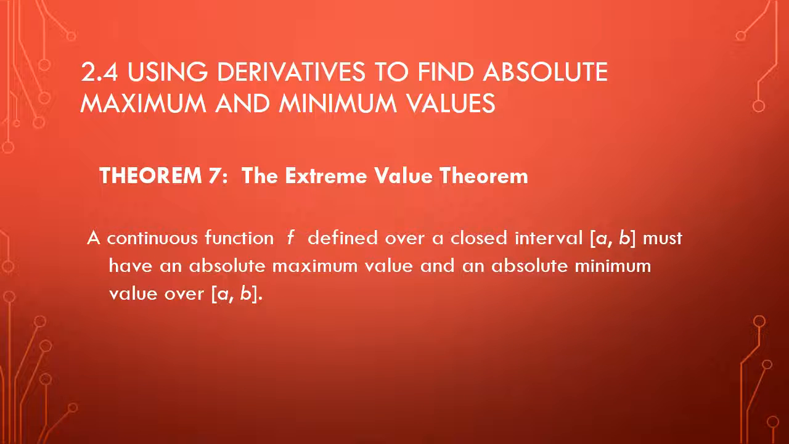First, we have the Extreme Value Theorem. It says that a continuous function f, defined over a closed interval a to b, must have an absolute maximum value and an absolute minimum value over a to b. So in other words, if your function is continuous over a given interval, then it has to have an absolute maximum and it has to have an absolute minimum.